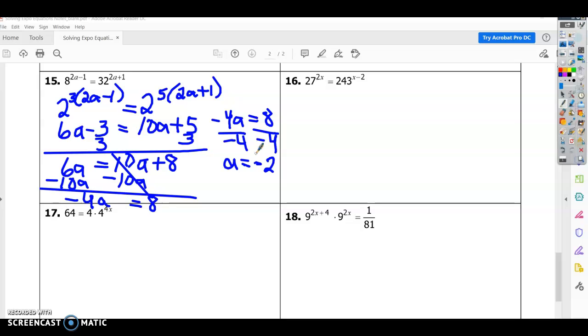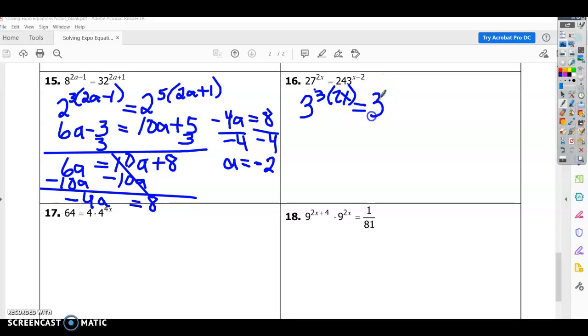All right, let's look at number 16. Okay, we know that 27 is 3 to the third. And we know that 243, that's 3 to some power. All right, so this one's bigger than one that we've used. So we know that 3 times 3 is 9, times 3 is 27. 27 times 3 is 100 and something. And then times 3 again is probably 3 to the 5th.